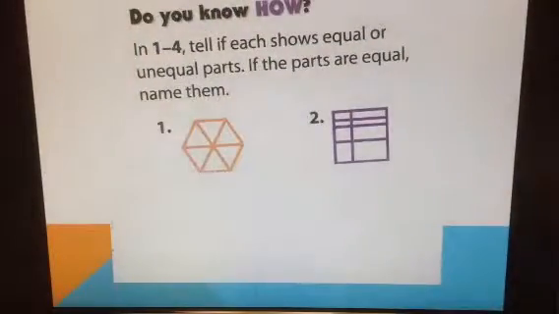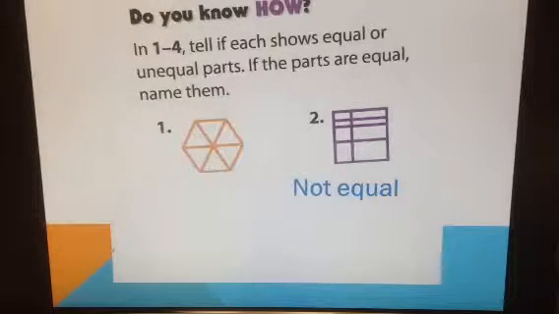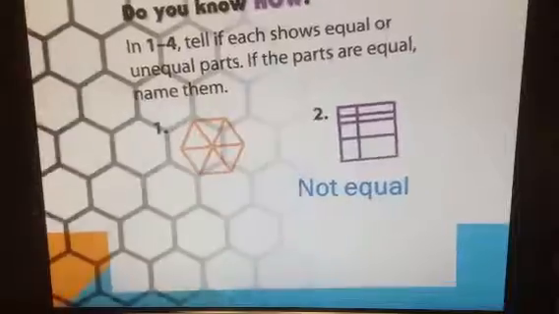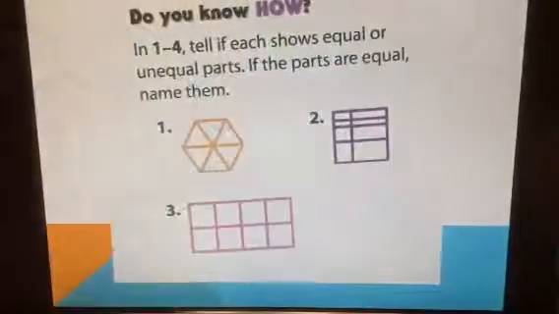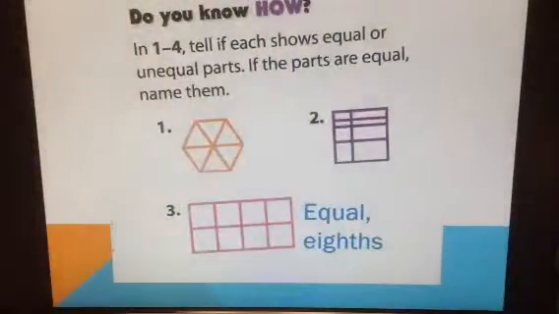Now throughout this, please pause the video if you need to think about it. For the second one, are they equal? No, they're not equal, so we can't name these. We cannot give these a name. These are not a fraction. We just stop after saying not equal. What about the third one? It's got equal parts, and they're 8 equal eighths.